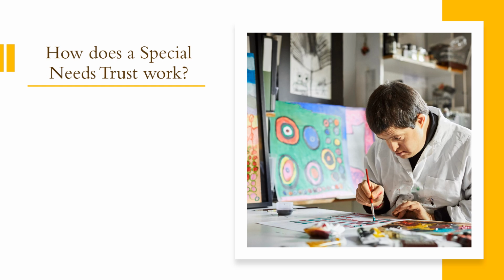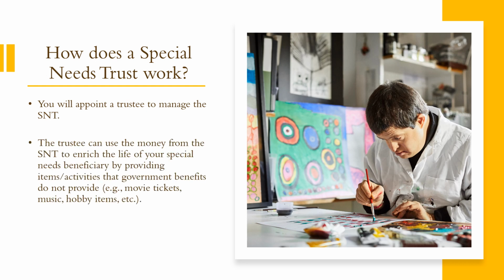Now let's look at how a special needs trust works. You will appoint a trustee to manage the special needs trust. The trustee can use the money from the special needs trust to enrich the life of your special needs beneficiary by providing items and activities that government benefits do not provide, such as movie tickets, music, hobby items, etc.